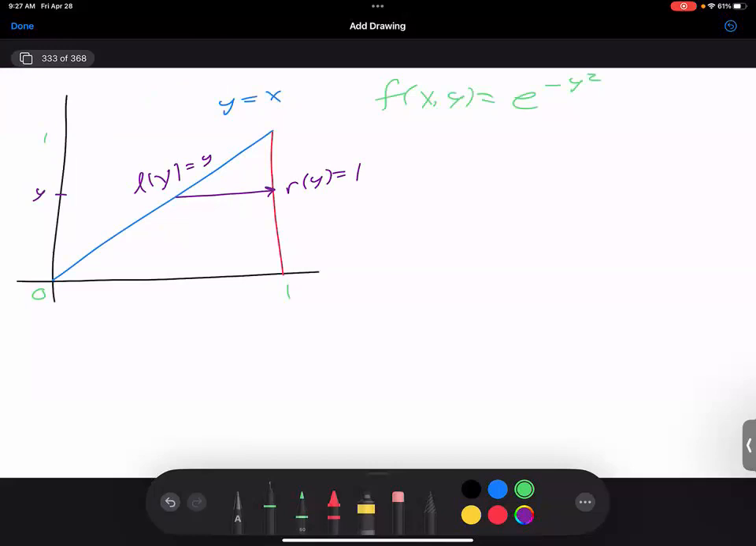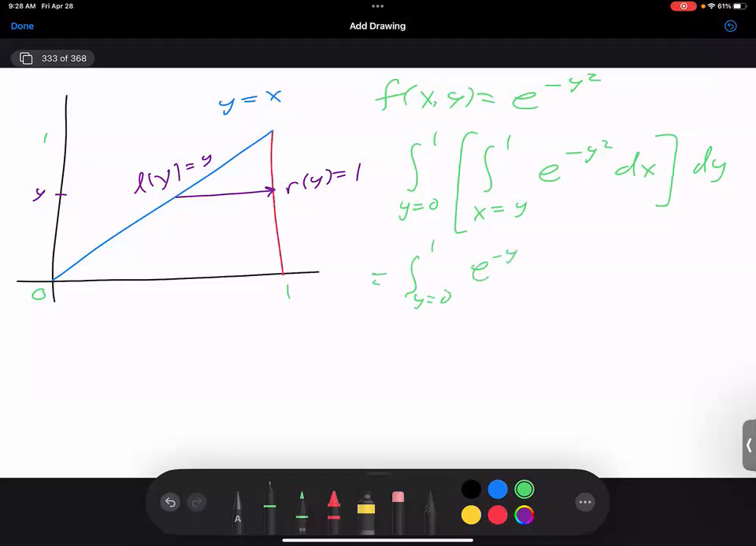So let me write down the integration. So y is going to go from 0 to 1, and then x is going to go from y to 1 of e to the negative y squared dx dy. Okay. So we have to integrate the function e to the negative y squared with respect to x. Can anybody tell me what function has derivative e to the negative y squared as a function of x? Yeah, just x times that. So the first integral, I can just pull this outside of the integration, because that's a constant with respect to x. And then I'm going to multiply by 1 minus y dy.